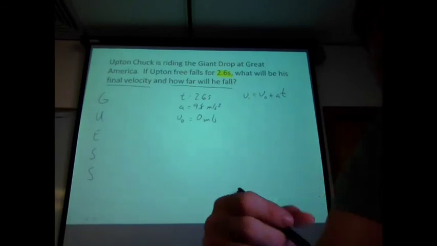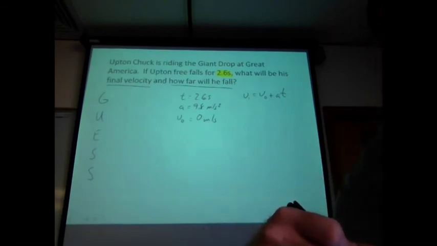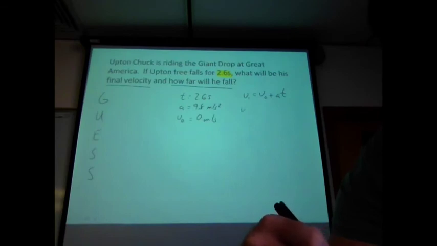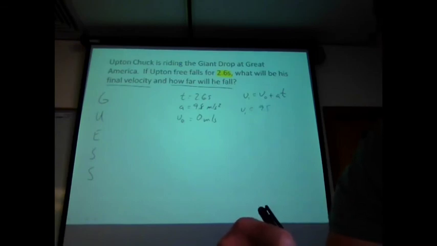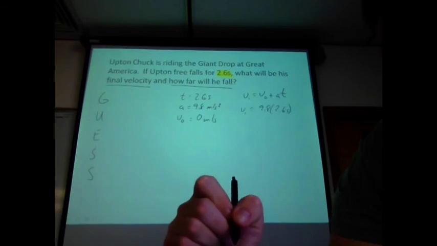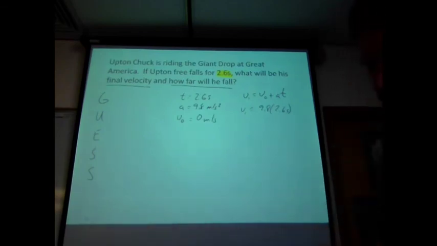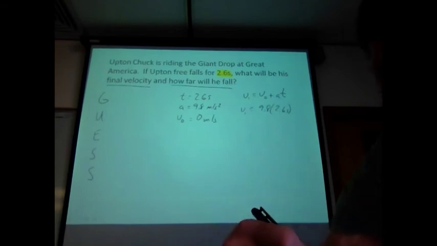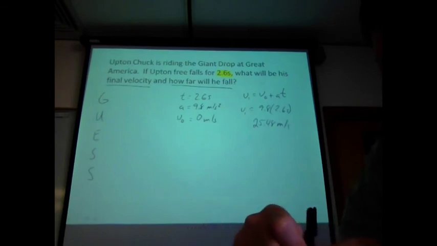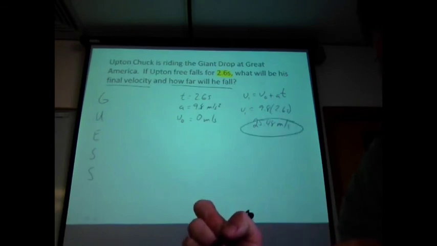Okay, I can do my substituting. My substituting for that one is going to be V sub 1, because I don't know that, that's what I'm solving for, equals 0, so I'm not even going to write that in, and then 9.8 for my acceleration times the time of 2.6 seconds. Handy dandy calculator. And we find out that our final velocity is 25.48 meters per second. Okay, so that's the first one.